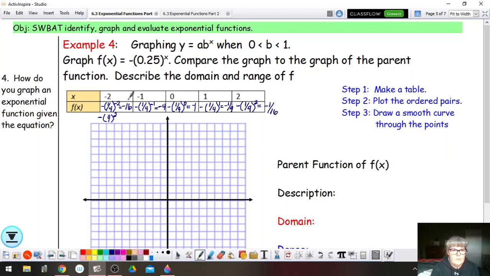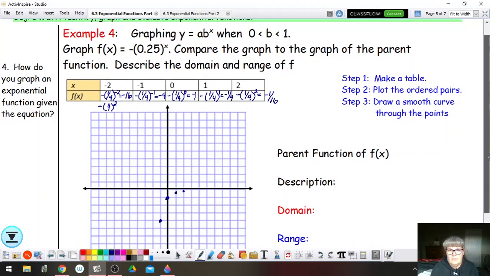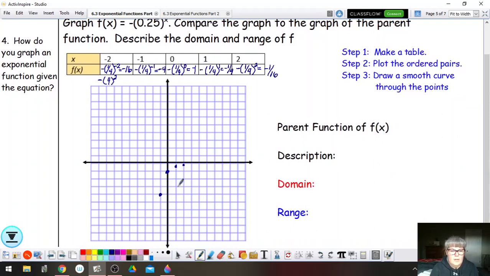So I'm not going to be able to plot when negative 2 is negative 16, but I will be able to plot negative 1, negative 4. I will be able to plot 0, negative 1. I will be able to plot 1, negative 1/4. And it might seem to be nearly impossible, but I can plot negative 1/16 as well. And we can give ourselves a bit of a curve here.